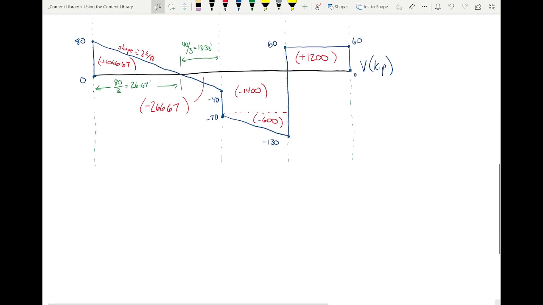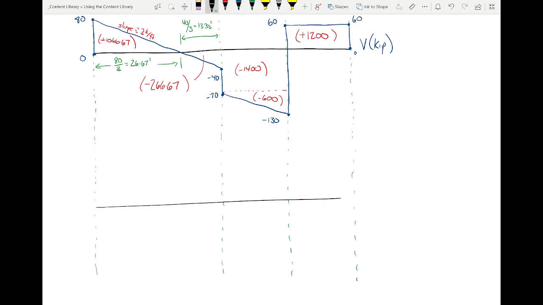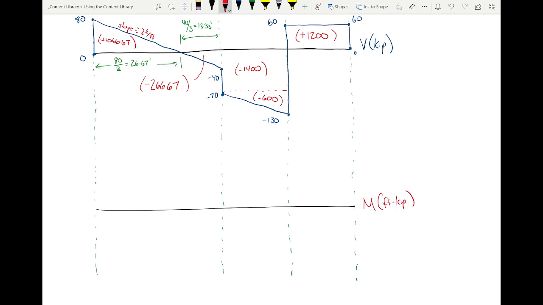Where'd my mouse go? There it goes. All right, so let's draw our moment diagram. Oh, I can do better than that. Okay, no, I can't. Okay, I'm not doing any better than that. That's what I'm doing.